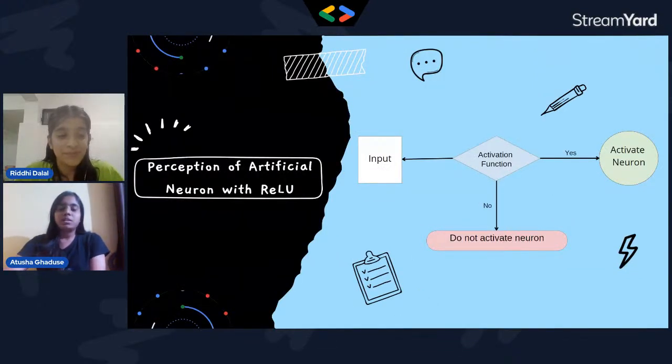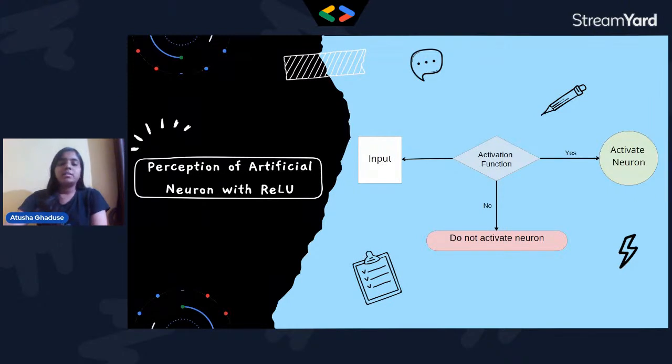My name is Atusha Gaduse, and as you know, Riddhi has already given you a basic idea about what a neural network and the ReLU function are. Now we are going to see what exactly an artificial neuron is.